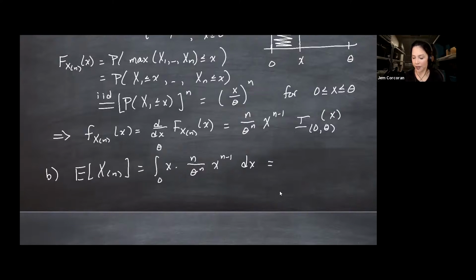And you're going to get something that's almost theta. It's going to have a coefficient that you can move to the other side to get your unbiased estimator. So then, now we can talk about part C.